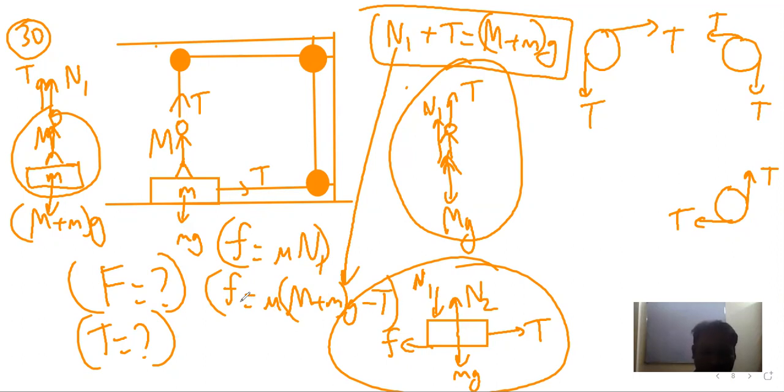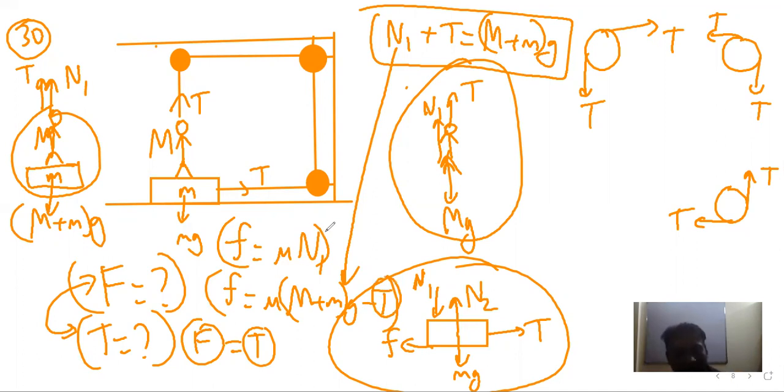So after this we have F and T, they are equal. So we will be able to find F from this equation, which is nothing but the tension force. From this, I can find the value of tension force T, which will be my answer. That is how we find the value of tension force, which is nothing but the applied force.